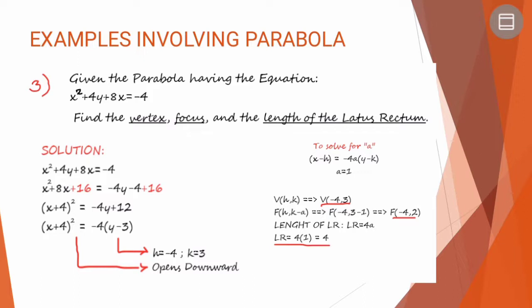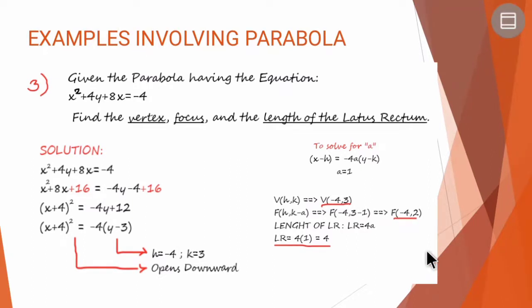Examples involving parabola, another one. Example 3. We are given x squared plus 4y plus 8x is equal to -4. Find the vertex, focus, and the length of the latus rectum. So we have x squared plus 4y plus 8x is equal to -4. So where did we stop? There's something wrong with my phone again. So this is our solution.